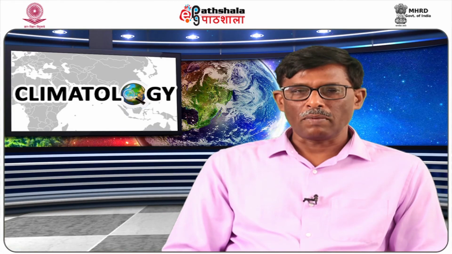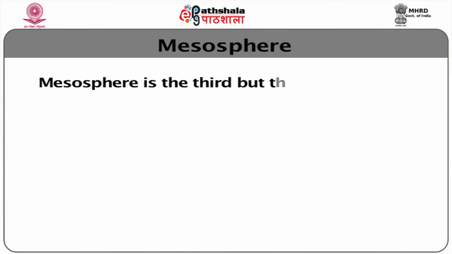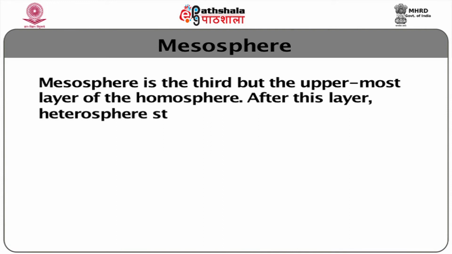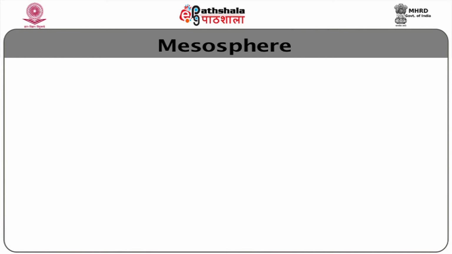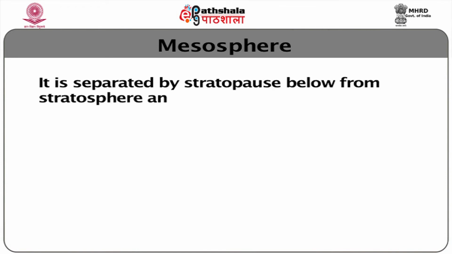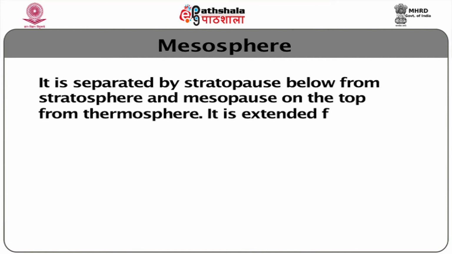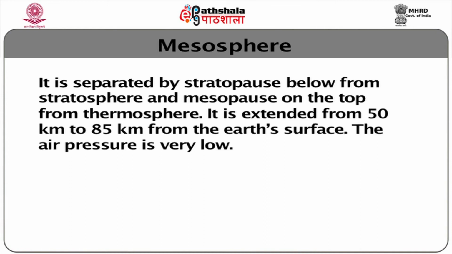Now, let us talk about the mesosphere. The mesosphere is the third but the uppermost layer of the homosphere. After this layer, the heterosphere starts. The literal meaning of mesosphere is the middle sphere. It is separated by the stratopause below from the stratosphere and by the mesopause on the top from the thermosphere. It extends from 50 km to 85 km from Earth's surface.